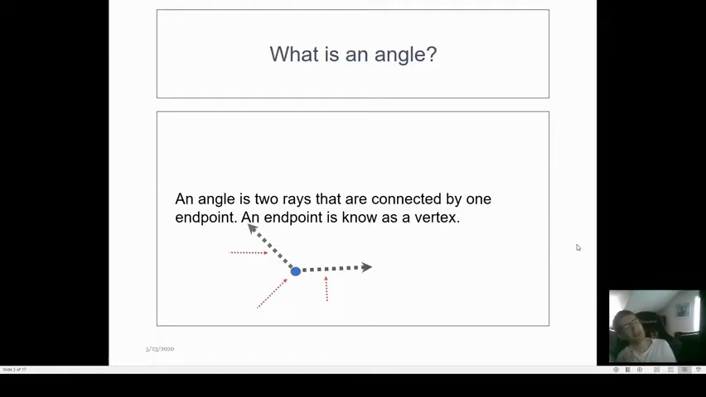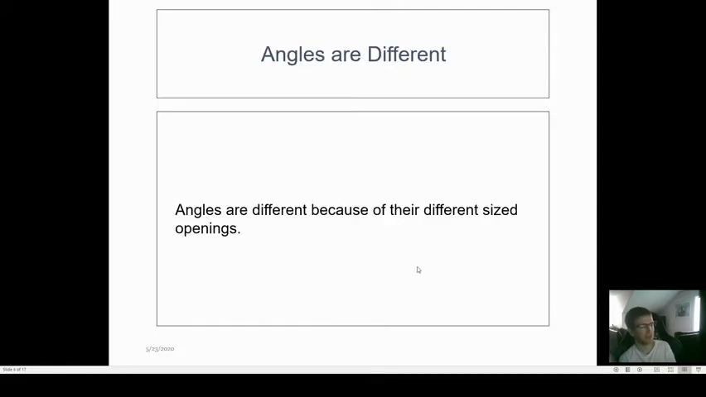Okay, so what exactly is an angle? This is what we're talking about when we're talking about an angle. An angle is two rays that are connected by one endpoint. An endpoint is known as a vertex. So this right here is a ray. Then you have another ray, and then they meet right here, and that is called the vertex. So this is what we'd be measuring, this angle right here. But that is what an angle is. It's two rays that are connected at one point, and that endpoint is known as a vertex.